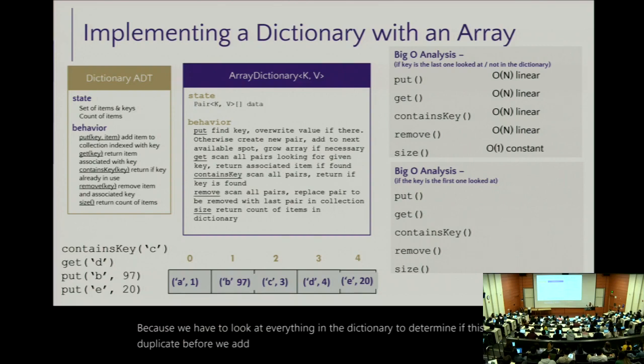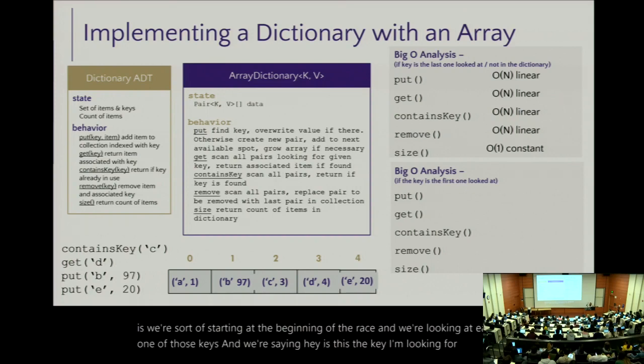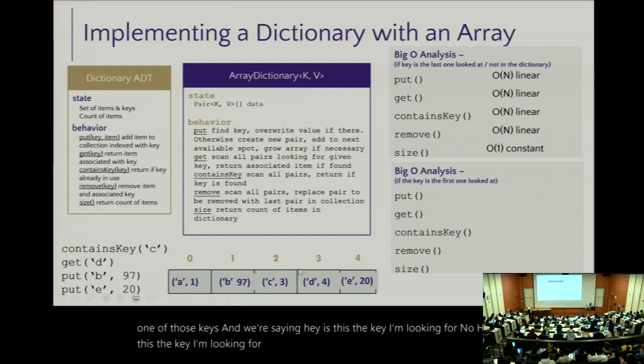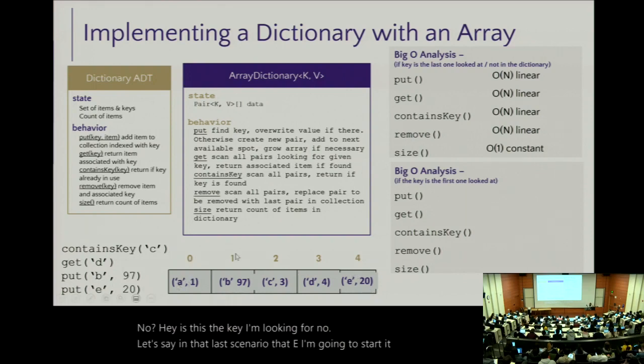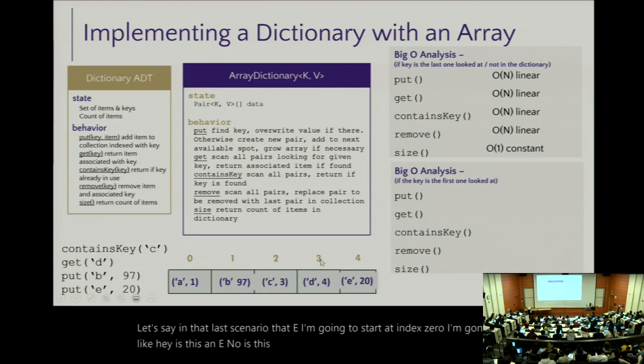Same thing with get. We're starting at the beginning of the array and looking at each one of those keys and saying, hey, is this the key I'm looking for? No. Hey, is this the key I'm looking for? No. Let's say in that last scenario, that E, I'm going to start at index 0 and be like, is this an E? No. Is this an E? No. Is this an E? No. Up, there's my E. And so in order to accomplish that, I had to touch every single thing in that dictionary.